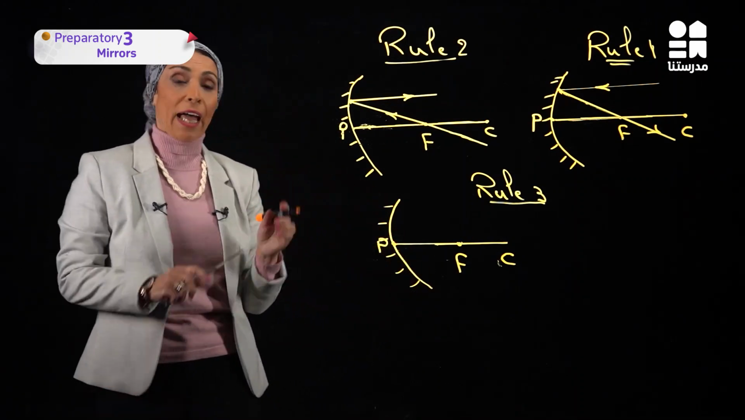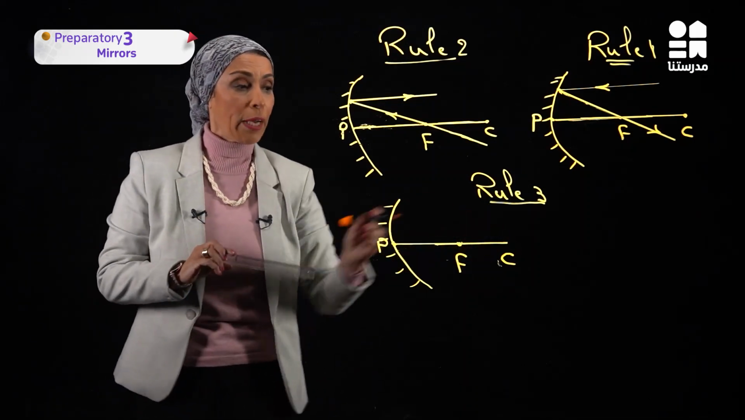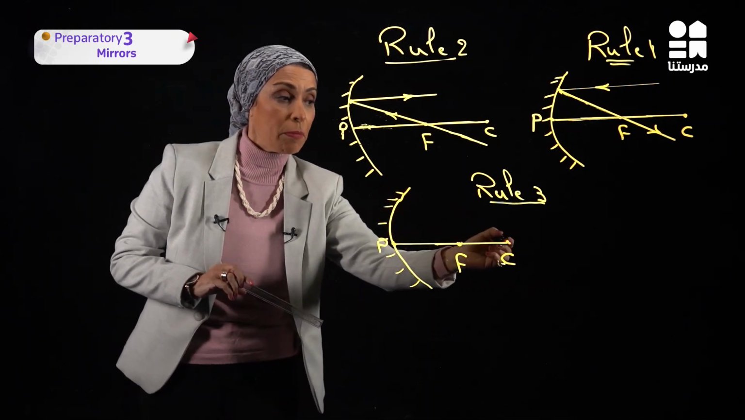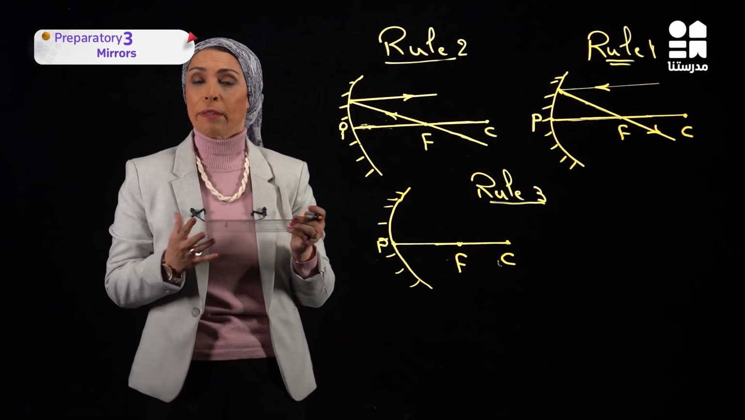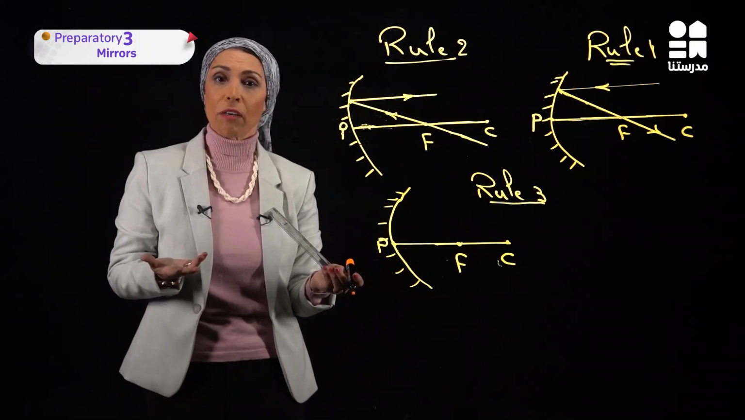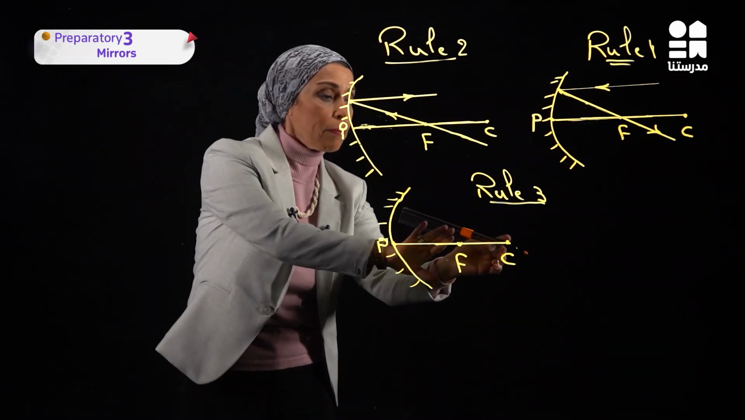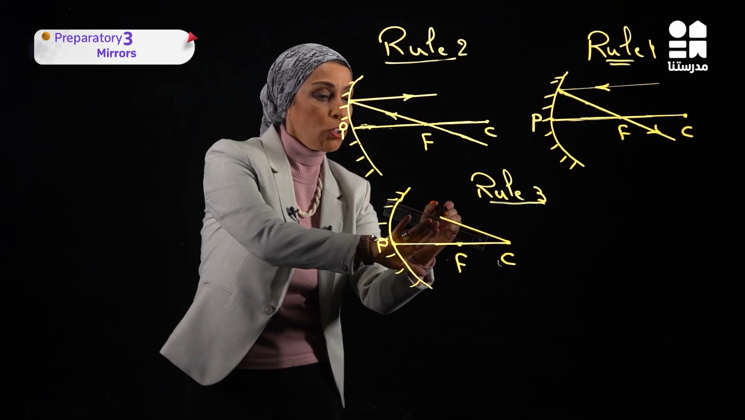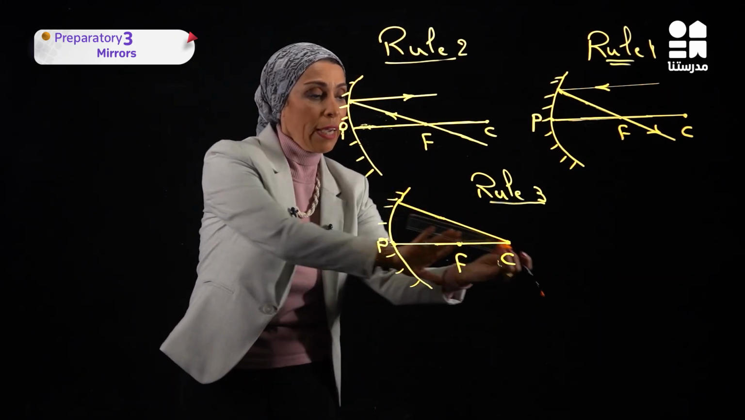And then the last rule: if the light ray passes by the center of curvature, meaning the ray is passing by the center of curvature, it reflects on itself. So how can I draw it reflecting on itself? Just make this shape. Here is the ray, make it passing by the center of curvature, and as I said you have to reach the surface. We'll continue like this for a bit.